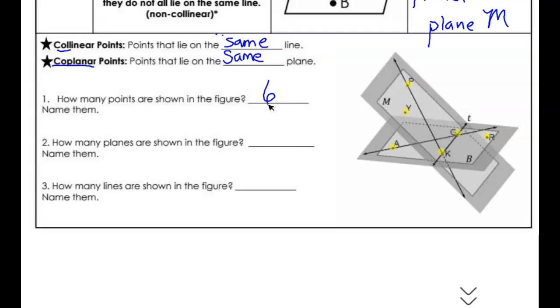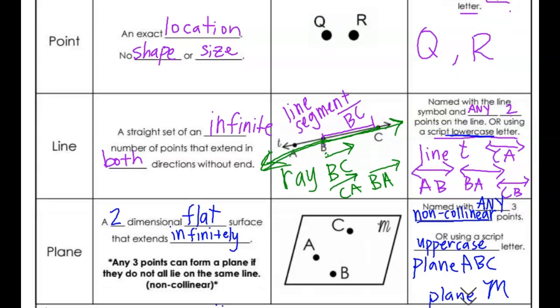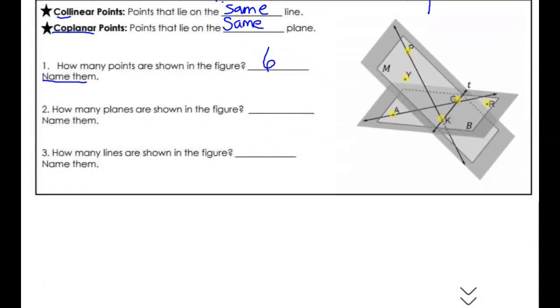And then what does it say to do? Name them. How do we name points? Look at your chart. How do we name points? Capital letters. So, what are those capital letters we just said? A, E, O, P, Y, K, G, and R. Okay? Alright. 6 points. We're good? Yes. Okay.